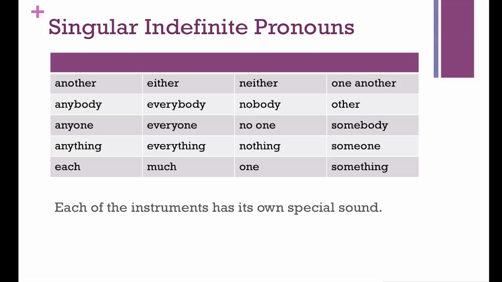So here's an example. "Each of the instruments has its own special sound." "Each" is the singular indefinite pronoun, so I must use the singular pronoun "its" to correctly agree. As a reminder, "of the instruments" is the prepositional phrase. "Instruments" is not the subject. "Instruments" is not the antecedent of "its."